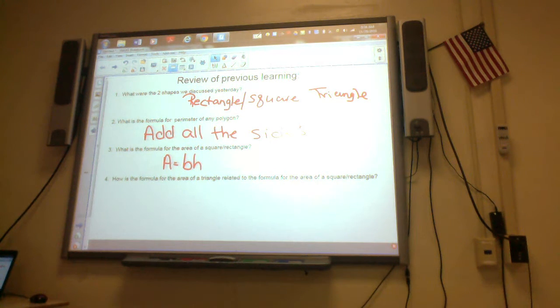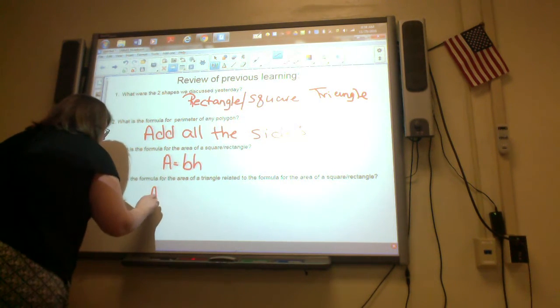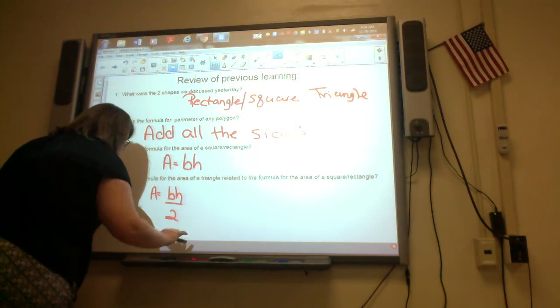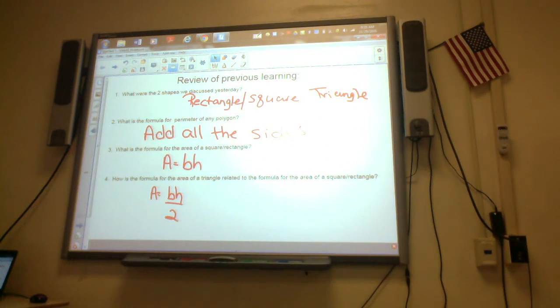Why? Shh. I didn't give her that either. All right, so the formula for the area of a triangle is base times height divided by 2. And why was that? You have to have it half what? In the triangle to make the right angle. Because a height always has to have a right angle.